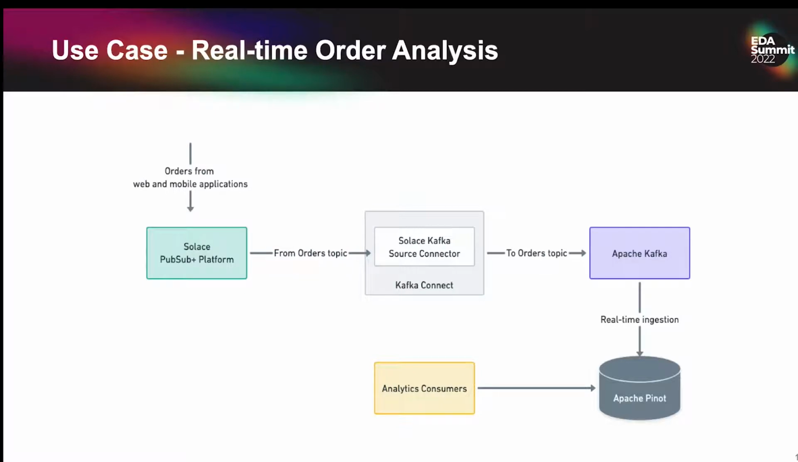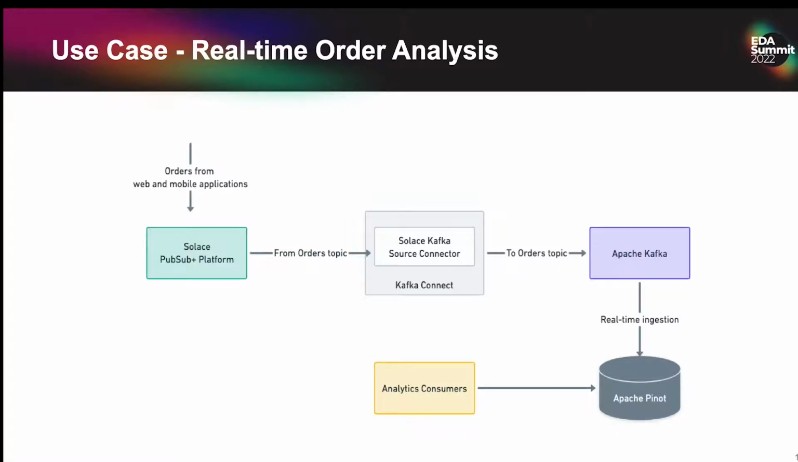Let's say e-commerce orders are streaming into a topic in Solace PubSub Plus platform. So they are produced by web and mobile applications. And then we have Solace Kafka source connector deployed in Kafka Connect, and it is configured to listen to this topic in Solace PubSub platform and route incoming orders to a topic in Kafka. Let's say the topic name is orders. So whenever a new order comes into Solace, it will immediately show up in the orders Kafka topic.